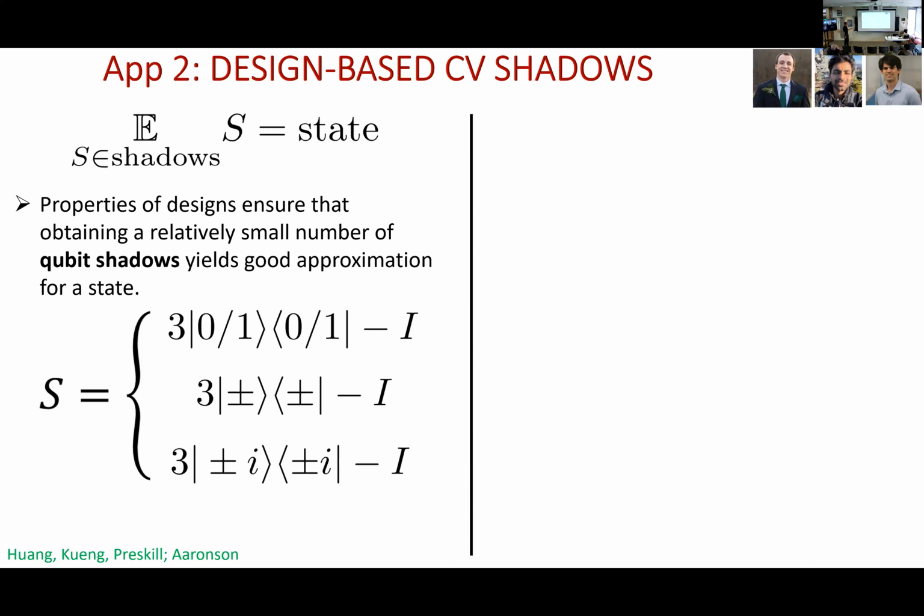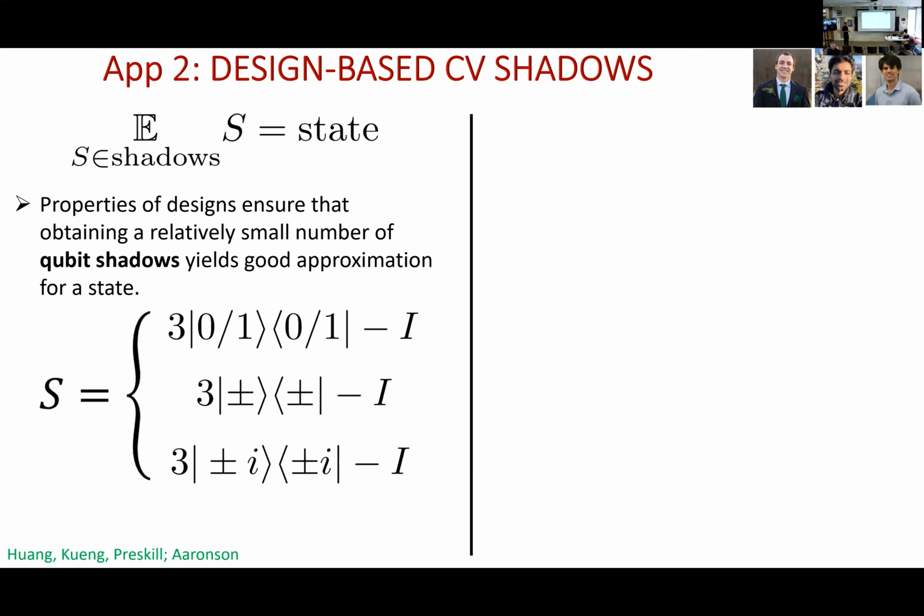And these are obtained by measuring each qubit in one of three ways: 0, 1 basis, plus minus I basis. You're picking which one you do randomly, flipping a three-sided coin and picking which one, and then obtaining a bit outcome. So each of these S's is a trit and a bit: which measurement you randomly picked, and the outcome.